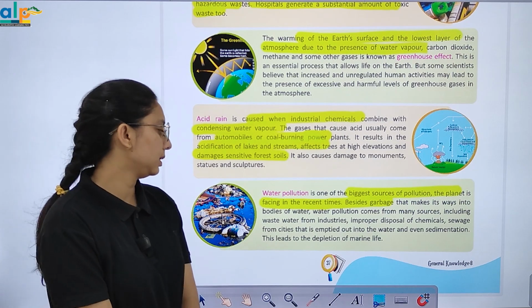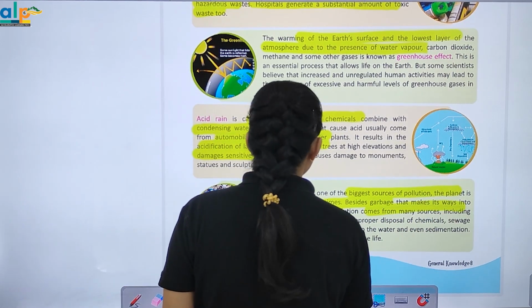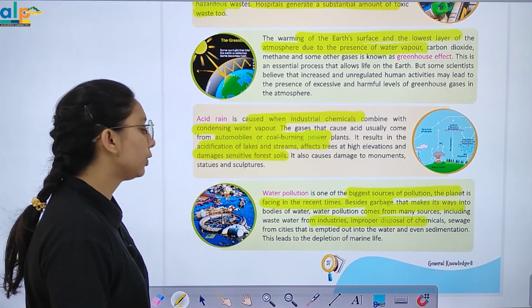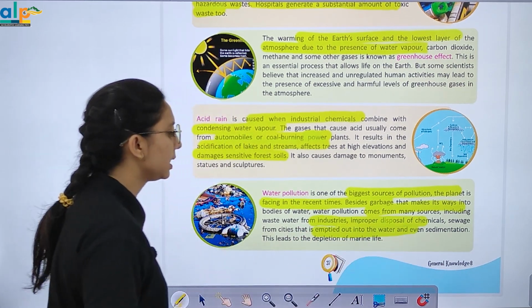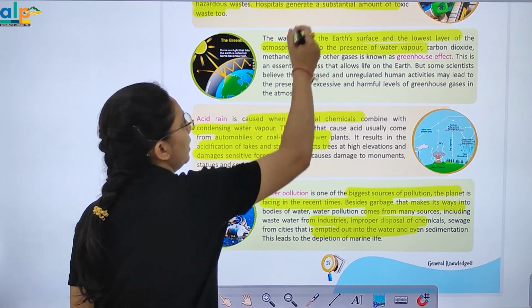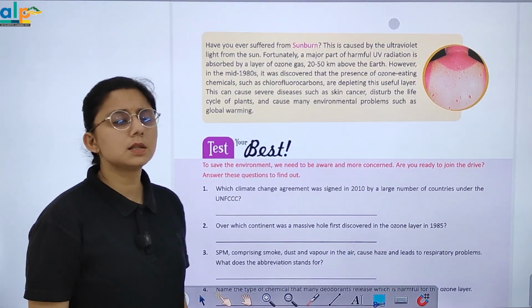Besides garbage that makes its way into water bodies, right? Water pollution comes from many sources, including industrial wastewater, disposal of chemicals, sewage from cities emptied out in water, and even sedimentation. It leads to what? Depletion of marine life, right? These are some environmental causes.